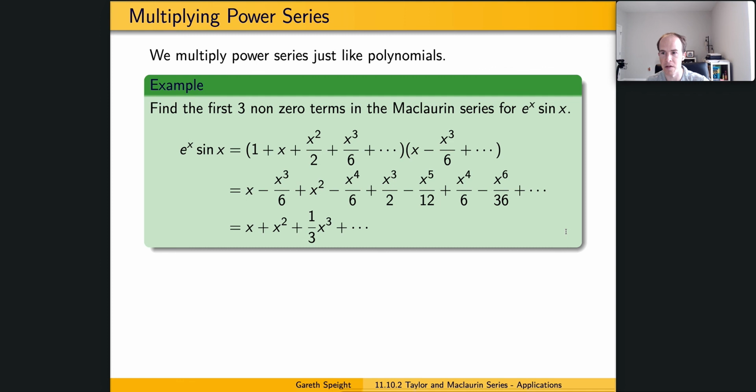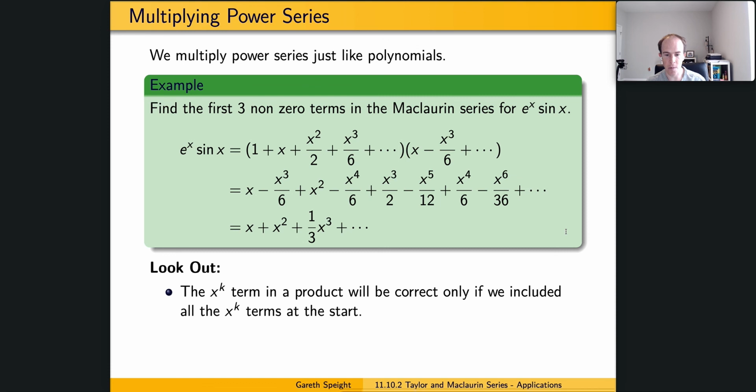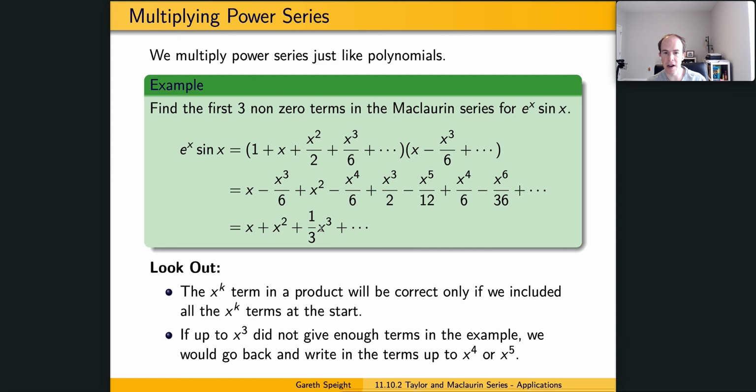Okay, so let me say again those things that I warned you about, which are common mistakes. If we want to get the x to the k term correct for the product, we have to include all the terms up to x to the k at the start. And as I said, if x to the 3 had not given us enough terms, say we were looking for three non-zero terms and any of these had been zero, we'd have had to go back to the beginning and include up to x to the 4 or up to x to the 5. But with those caveats in mind, the multiplication itself is like with polynomials. We just multiply each term by every other term.